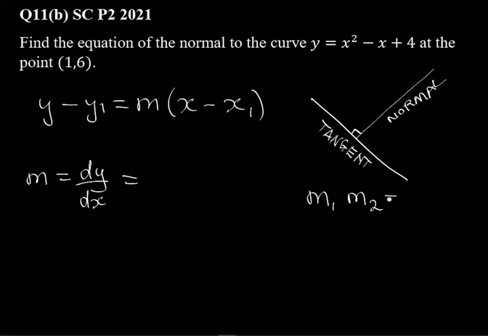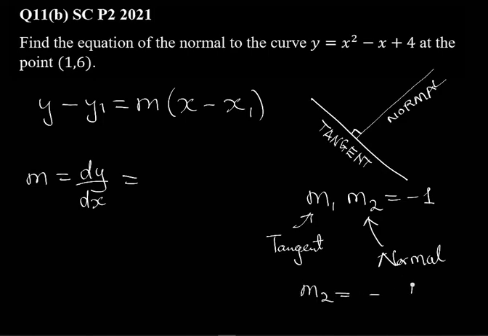m1 times m2 is equal to negative 1. If, let's say, this m1 is the gradient of the tangent, and m2 is the gradient of the normal, you can make m2 the subject. Then you're going to have m2 is equal to negative 1 over m1. So using these principles, we're going to answer this question and see how it turns out.